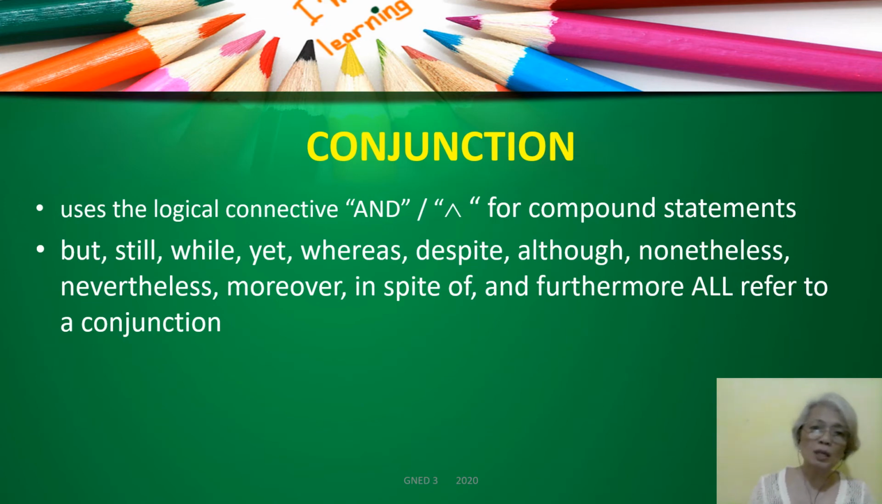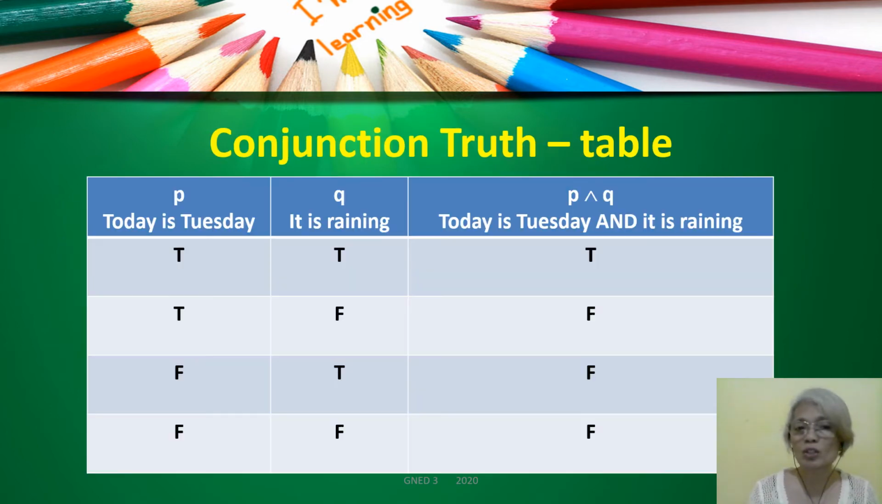So to proceed, we have the conjunction, where we use the logical connective and. These words signify a conjunction: but, still, while, yet, whereas, despite, although, nonetheless, nevertheless, moreover, in spite of, furthermore. All of these refer to a conjunction. So they can replace the word and to mean a conjunction.